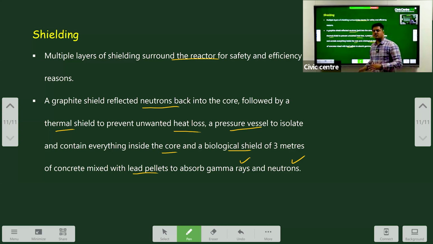So we have discussed all the different parts of the nuclear reactor. In this video, we saw what a nuclear reactor is. Then we saw different parts and discussed the significance of various parts.